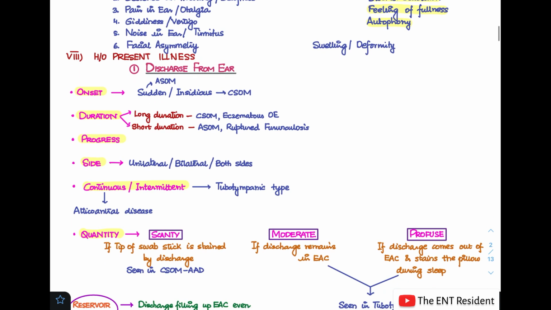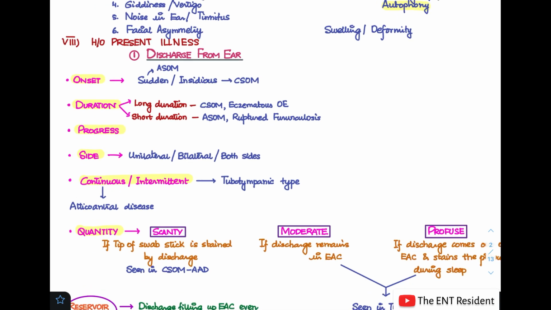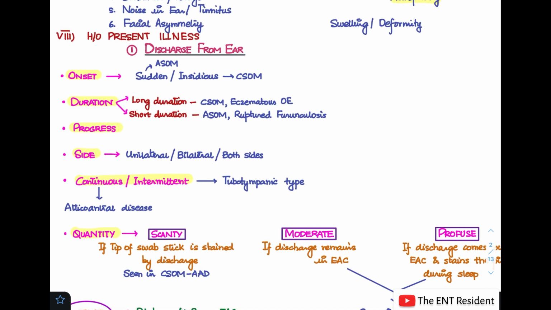First, coming to discharge from ear. First, we'll ask about the onset of the disease. Did it have a sudden onset or an insidious onset? Sudden onset is more commonly seen in ASOM and insidious onset is more commonly seen in CSOM. Next, the duration of the discharge. A short duration is more common in ASOM and a ruptured furunculosis, whereas a long duration will be seen in CSOM, eczematous otitis externa, and more such diseases.